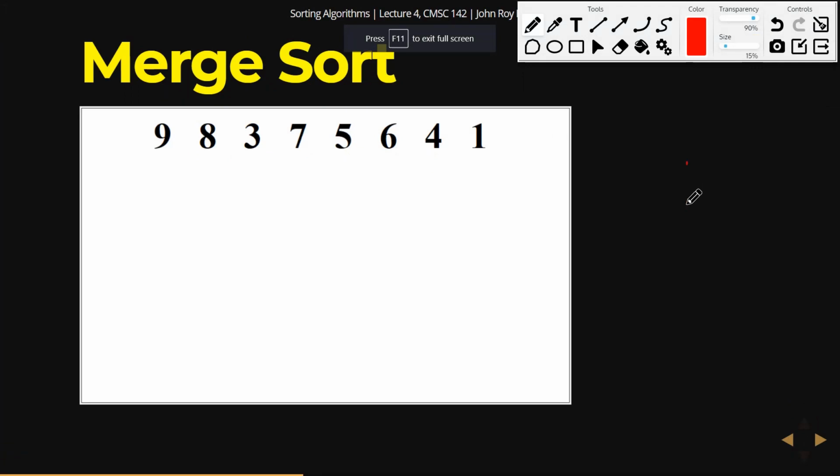So this is our input array, and again, the first thing that we'll do is divide this. Okay, so 9, 8, 3, 7, 5, 6, 4, 1. So we'll divide this into two sub-problems. So this becomes the first sub-problem, 9, 8, 3, and 7. And then 5, 6, 4, and 1.